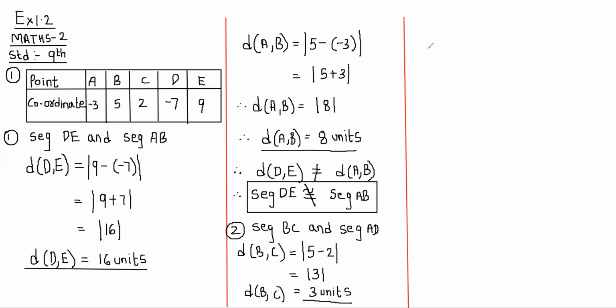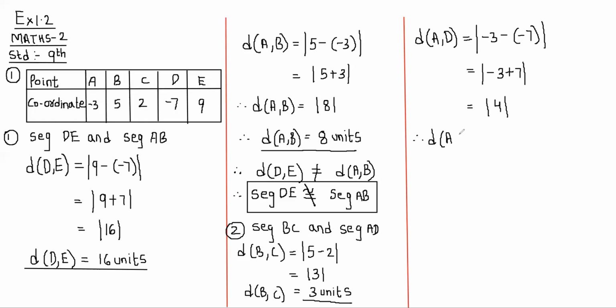Next is distance of AD. The coordinate of A is -3, D is -7. And here the bigger number is -3. So it is the absolute value of -3 minus -7, bigger minus smaller. So we get absolute value of -3 plus 7, which is equal to absolute value of 4. Therefore, distance of AD is equal to 4 units.